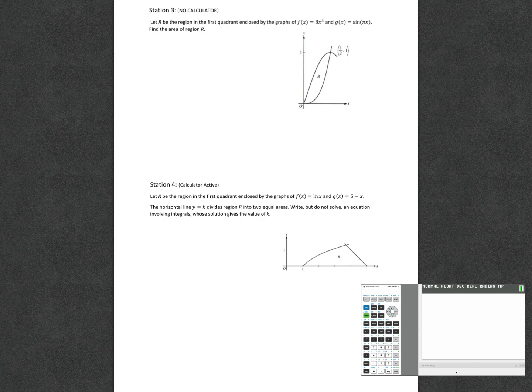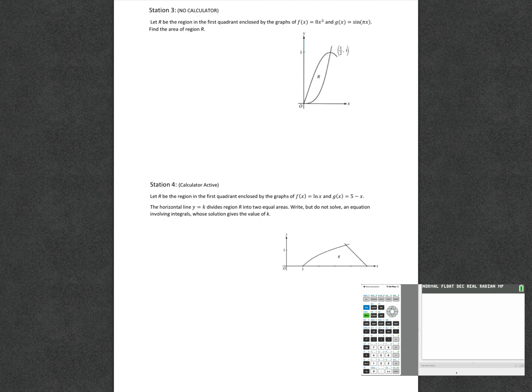Anytime you're finding an area of a region, the functions are already given in terms of x, so let's see if we can do top minus bottom. That'll be easier. Then we don't have to change those functions. If you look at this area here, this is the sine graph on top, and the cubic graph on the bottom. We can see the sine graph is on top the whole time, and the cubic graph is below the whole time. So that's perfect. We'll just do everything in terms of x.